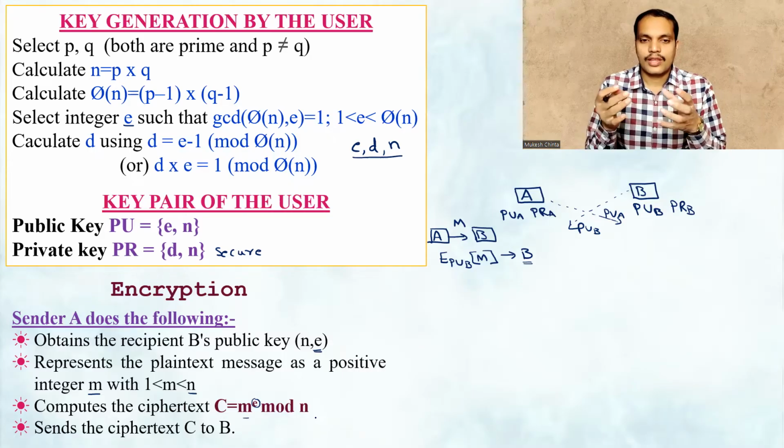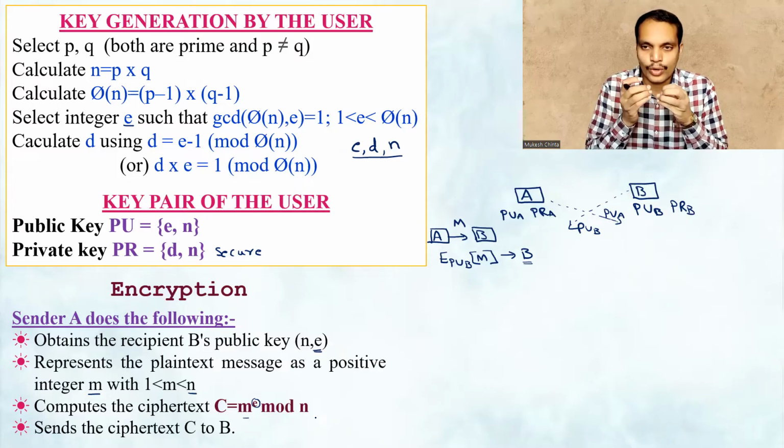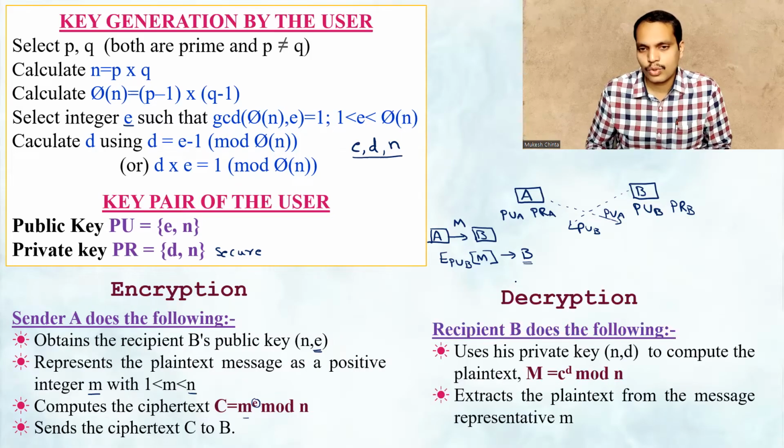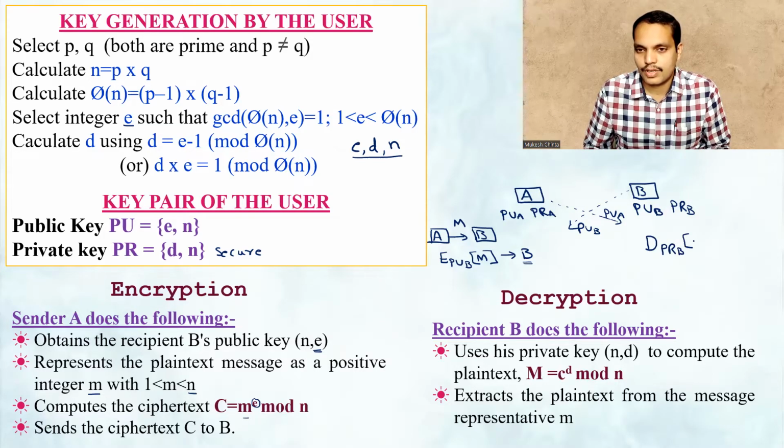What is going to tell you that nobody else other than B will be able to decrypt this message? Because B is the only person who has the private key of B, isn't it? Now let me show you the decryption part. In decryption, the C will be received by B, and to decrypt it, what will it do? It will perform a decryption with the private key of B on the message, which is nothing but your C, which gives you your original plain text back.